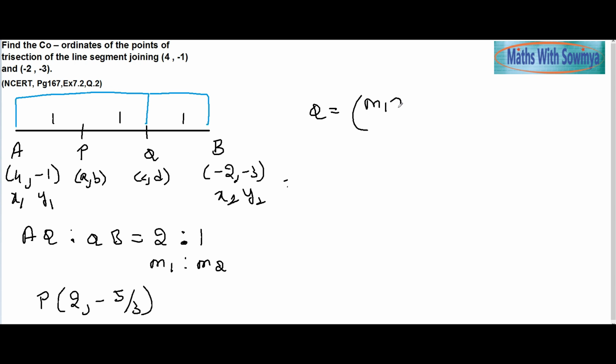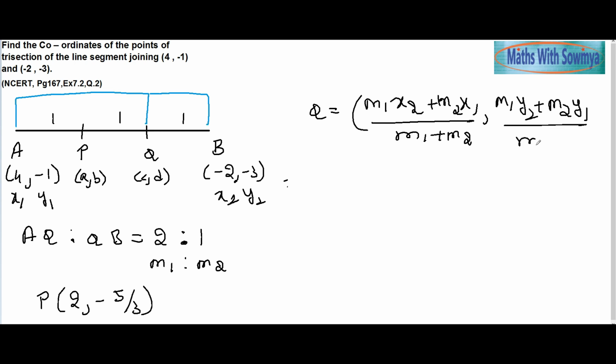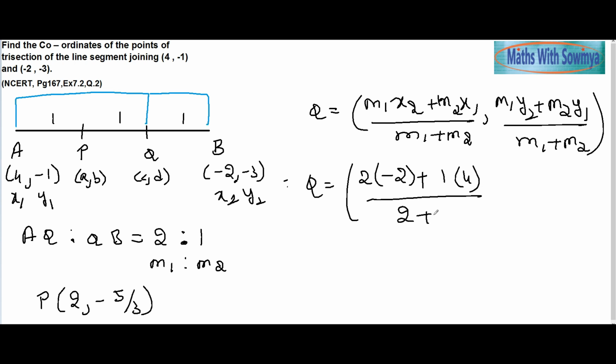So this is M1 x2 plus M2 x1 by M1 plus M2, and M1 y2 plus M2 y1 by M1 plus M2. What will be Q? Apply. What is M1? M1 here is 2 and x2 is minus 2. M2 here is 1. x1 is 4. Once again this is 2 plus 1.